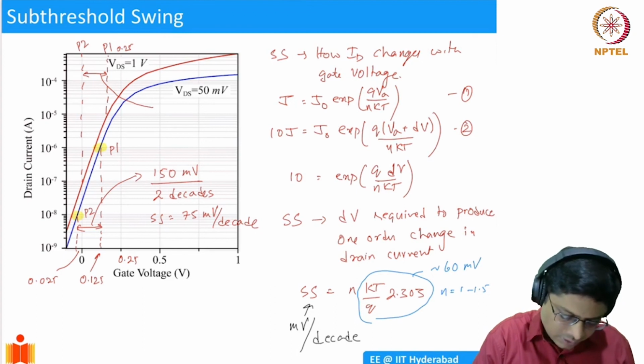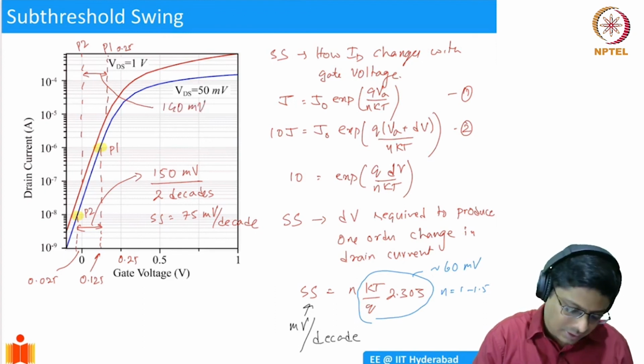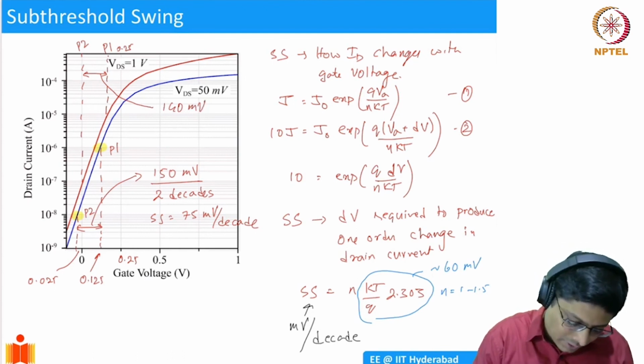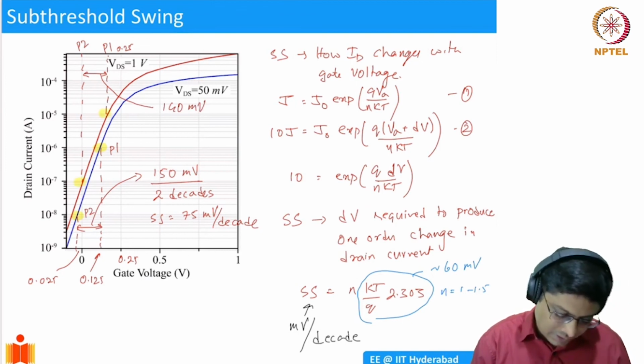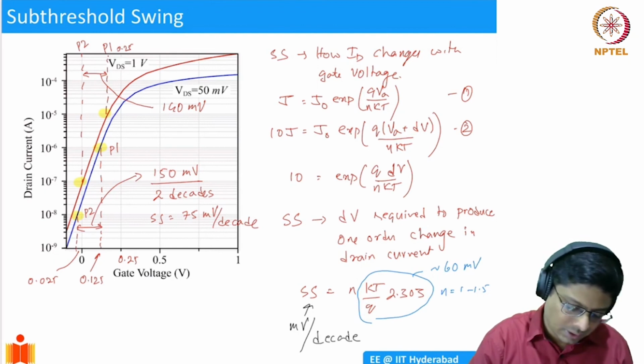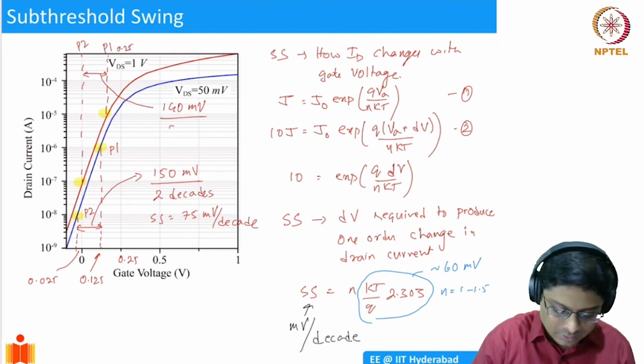Sorry, not 0.3. Yeah, 130, 140 millivolts, maybe, right? The distance is 140 millivolts, I'll say. And then in the y-axis, this is 10 power minus 5, and this is 10 power minus 7. So there's again 2 orders change. So there's 2 decades change here. So this is again 70 millivolts per decade.